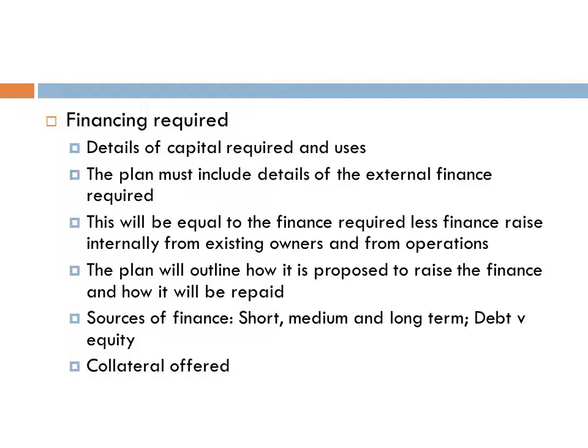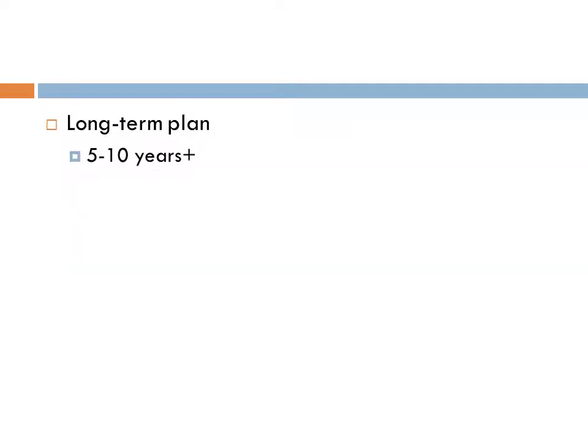When I say about collateral offered, you might borrow money from a bank and put up your house or a factory as collateral, meaning if you don't pay that loan back, they can take that asset from you. They can take the house. They can take the factory.